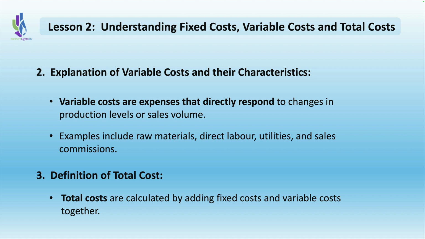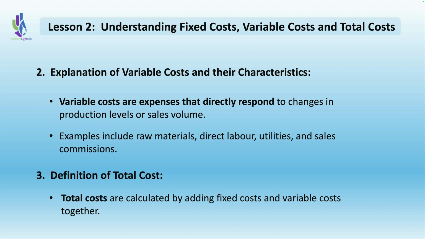Utilities. Electricity, water and heating or cooling costs. These vary depending on production levels and usage. Sales commissions. Sales commissions vary depending on the level of sales achieved. If sales decrease, commissions paid out to salespeople decrease accordingly. Conversely, if sales increase, commissions paid out also increase.